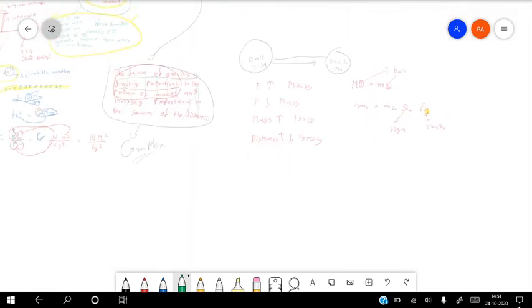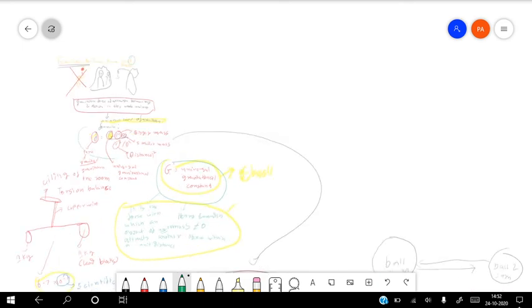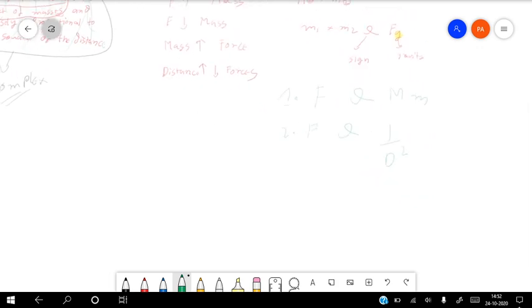Now you may be thinking, I have told you force is proportional to the product of masses, and force is inversely proportional to the square of the distance. But how did we get this formula? This is an extremely easy question. How did we get it?